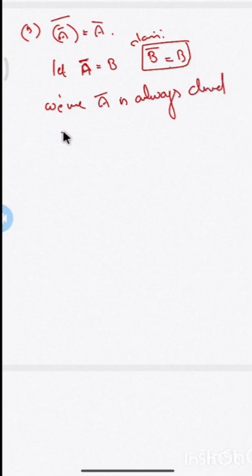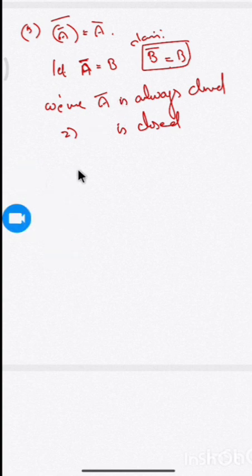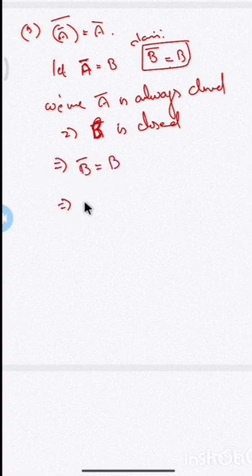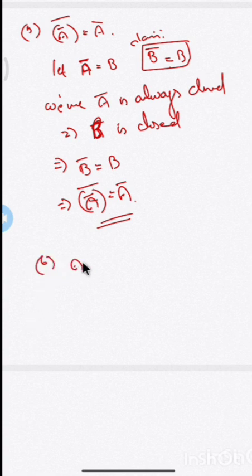What is A closure? B, which implies B is closed. A closure is denoted as B, so just B is closed. When B is closed, by the previous property, B closure will be equal to B. What is B closure? B closure is A closure, the whole closure, which is equal to A closure. Okay. Then the last property: A union B whole closure is equal to A closure union B closure.